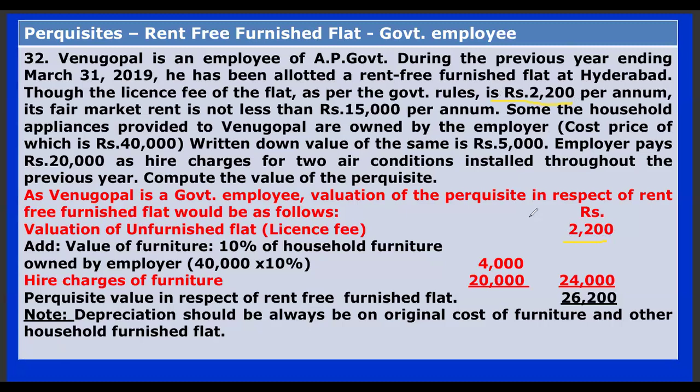Now whatever furniture he has received, its value will be added, that is 10%. So the cost of furniture provided was 40,000 and 10% of that is 4,000. He was also provided two air conditioners. The cost is 20,000, so we straightforwardly added this. And we find 24,000 is the value of furniture provided. So 2,200 was his license fee plus 24,000 is the value of furniture. Then the value of perquisite becomes 26,200.